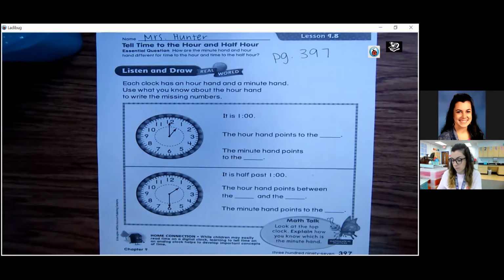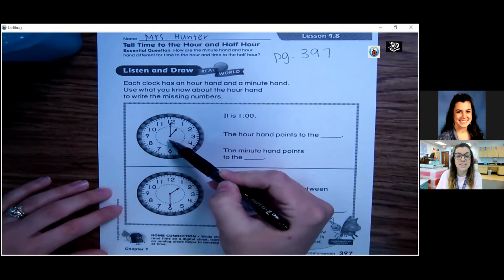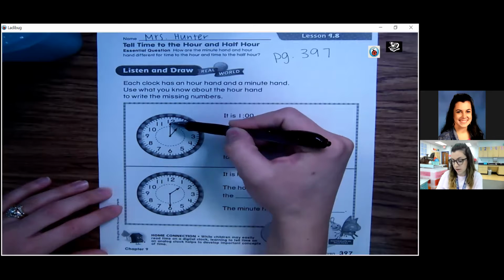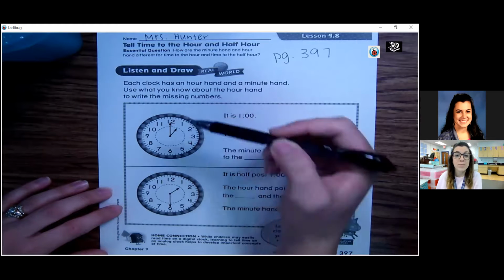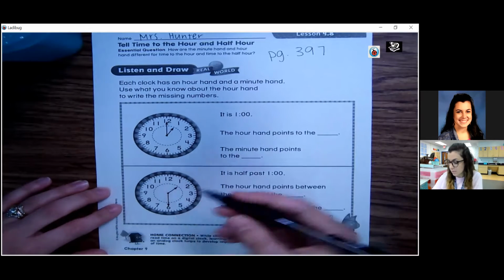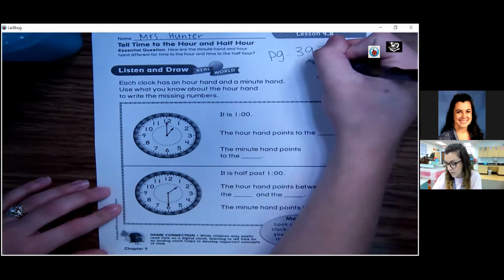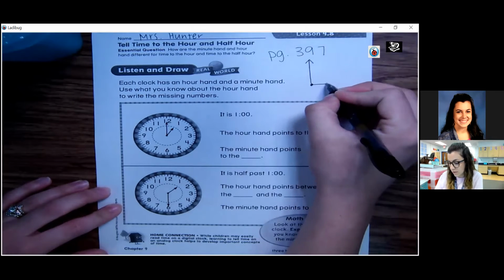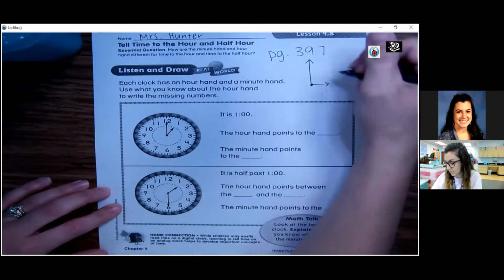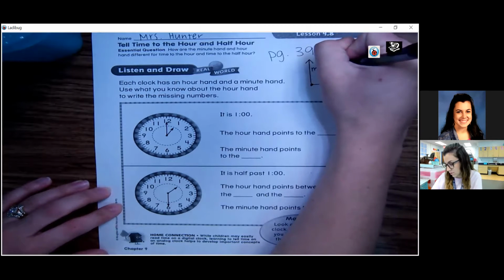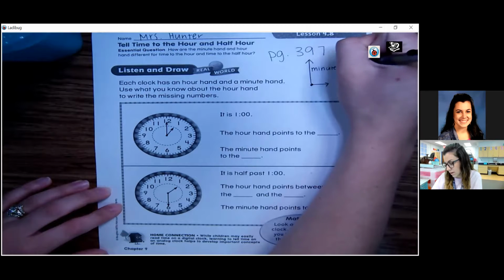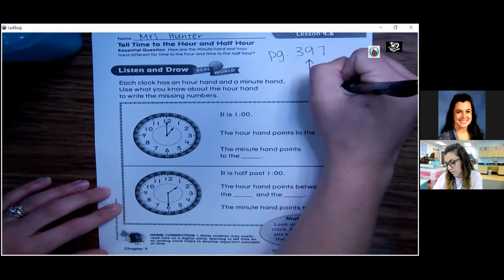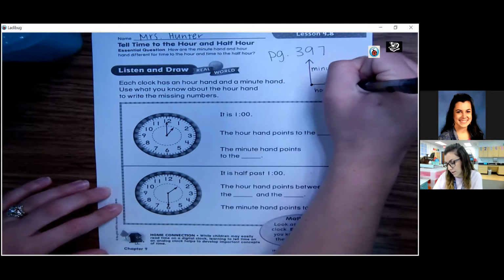So it's really important that we remember our shorter hand is the hour hand. That long arrow that touches all the way to the number is the minute hand. So I'm going to draw us a reminder at the top of our page. If you would like to draw this reminder on your page, that is okay. So our long arrow is the minute hand. That short arrow is the hour hand.